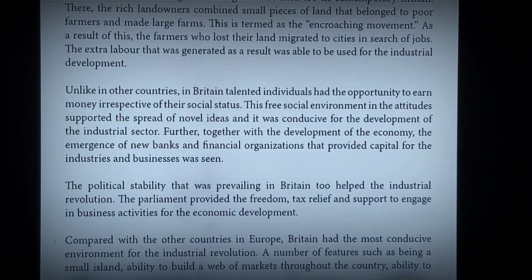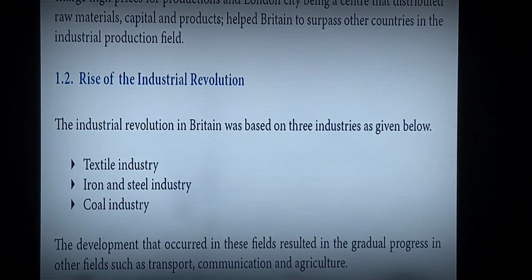The political stability prevailing in Britain too helped the Industrial Revolution. The Parliament provided freedom, tax relief and support to engage in business activities for economic development. Britain had the most conducive environment for the Industrial Revolution, such as being a small island and the ability to build a web of markets throughout the country. The ability to charge high prices for production, and London City being the center that distributed the raw materials, capital and products helped Britain to surpass other countries in industrial production.